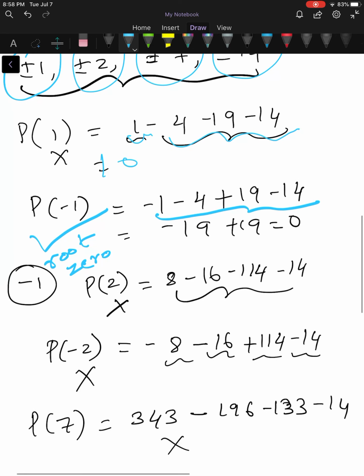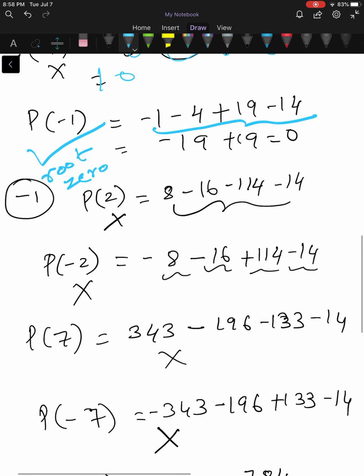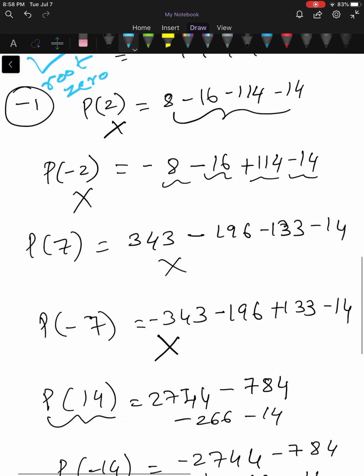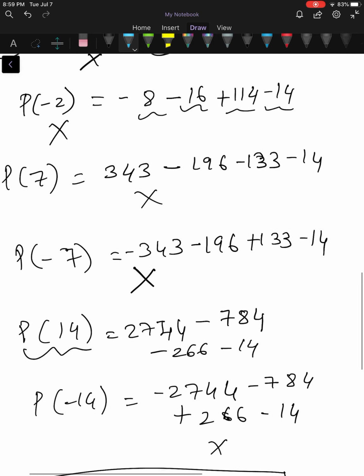Then you have p of 2. P of 2 doesn't satisfy. P of negative 2 doesn't satisfy. P of 7 doesn't satisfy. P of negative 7 doesn't satisfy. P of 14 doesn't satisfy, and negative 14 doesn't satisfy.